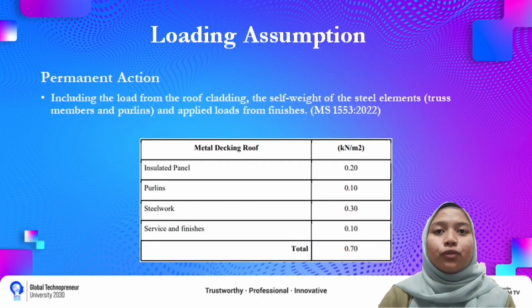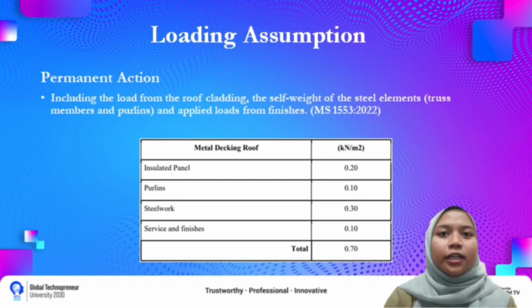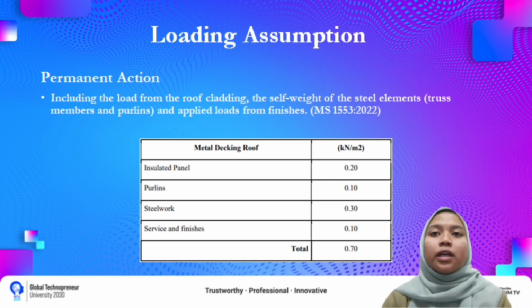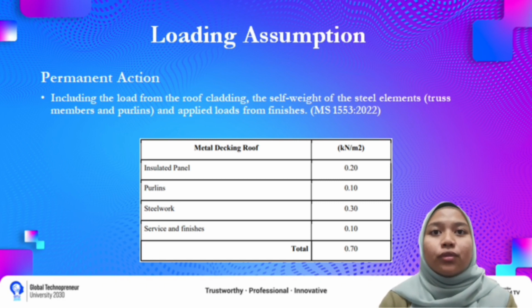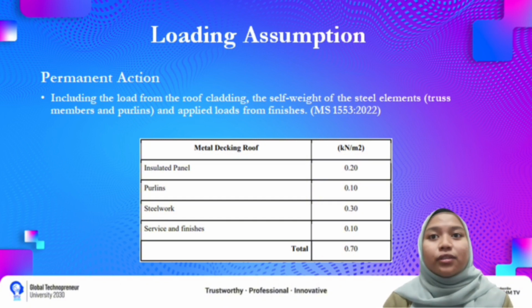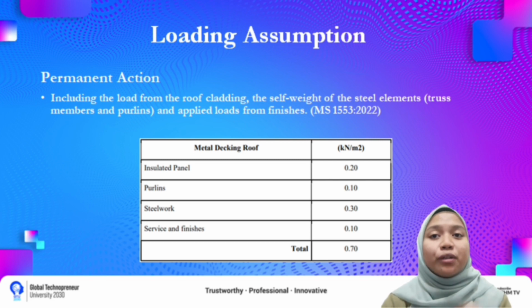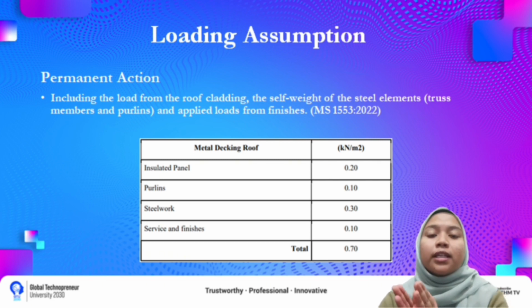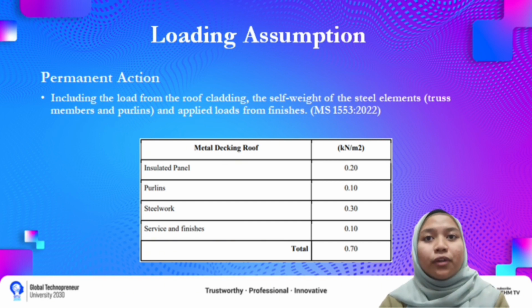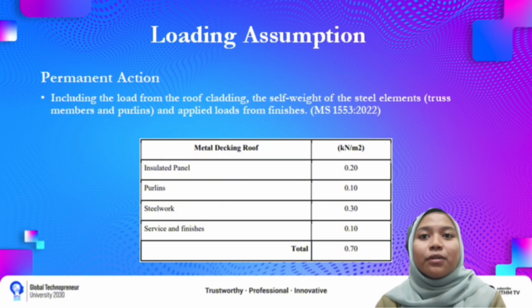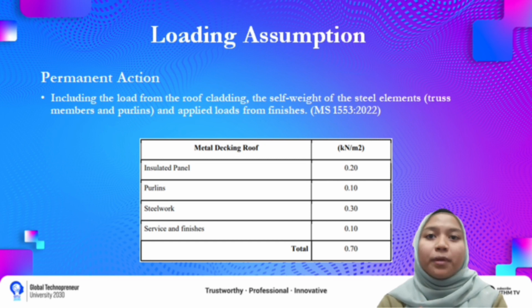I will move to the loading assumption for this project. For the permanent load, all dead loads provided to the steel truss, including the truss total weight and any additional steel element, are considered permanent action. The permanent action of a roof truss will include the load from the roof cladding, the self-weight of the steel elements, and applied loads from finishes. So this table shows the values for permanent load according to the British standard.